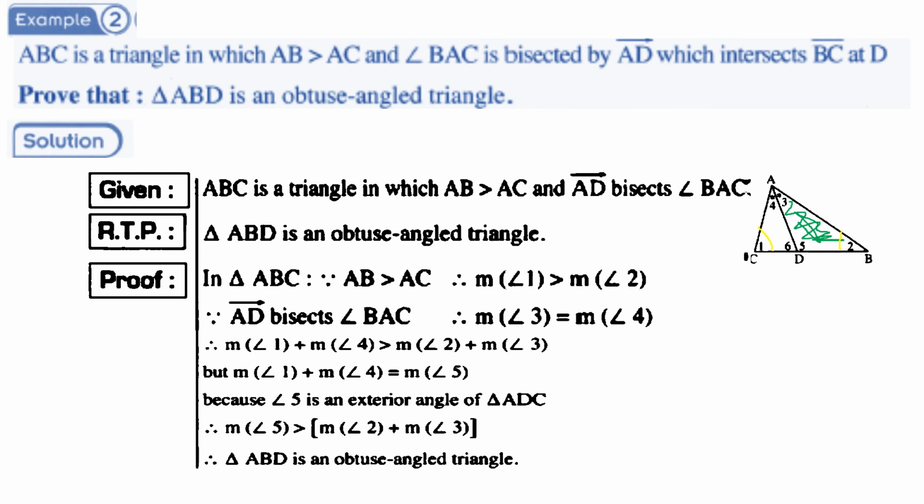Because angle ADB is an exterior angle of triangle ADC, angle ADB is greater than angle B plus angle BAD. So for that reason, this triangle ABD is an obtuse angled triangle.